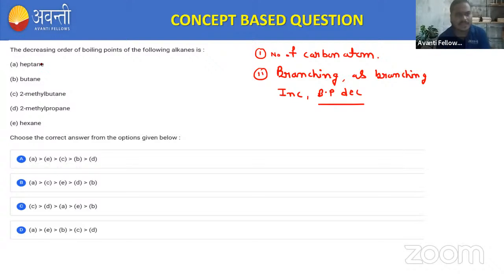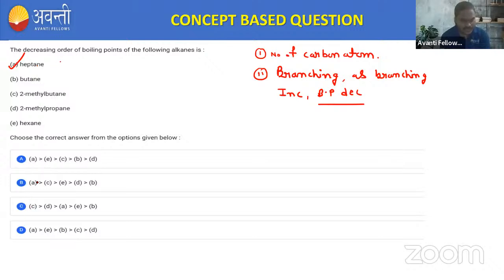Just apply these two factors and see which should have the highest boiling point. We have heptane, butane, 2-methyl butane, 2-methyl propane, and hexane here. If we talk about the number of carbon atoms, heptane has 7 carbon atoms. So definitely heptane has the maximum boiling point. Heptane is the first one, so A has the maximum.